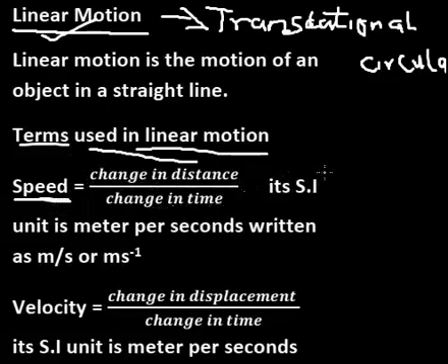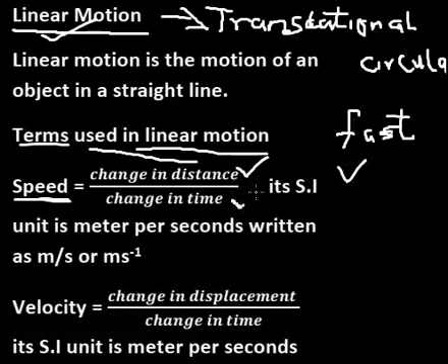In simple terms, speed is just talking about how fast an object moves. How fast an object moves depends on the distance it changes per unit time. That is why the SI unit of speed is given as meter per second, because the SI unit of distance is meter and the SI unit of time is seconds. So the SI unit of speed is meter per second. This is how you write it. Now let's proceed.